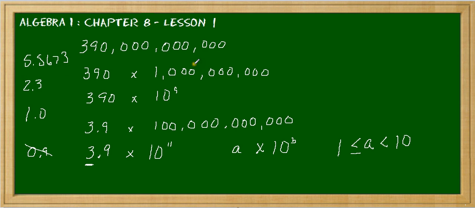5.5673 would qualify. Going all around the board, 9.999, and we can write nines forever. As long as we have 1 digit that's not 0 to the left of the decimal, then we're in good shape. Okay, so that's really the simple explanation of scientific notation.